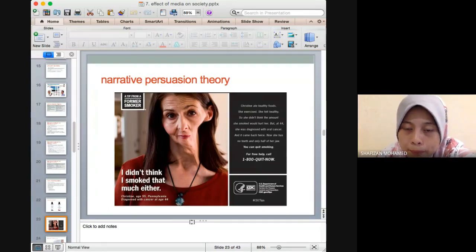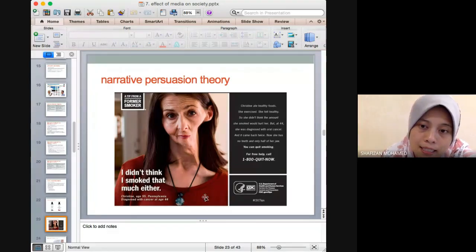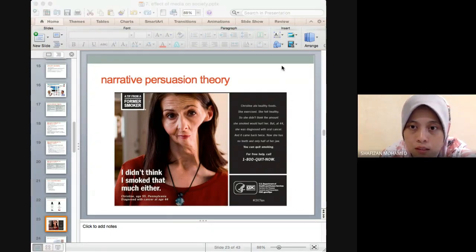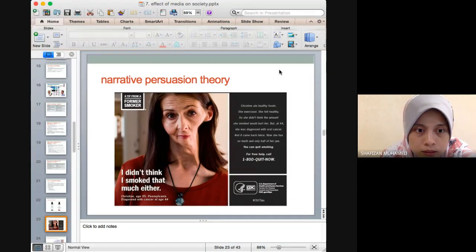So this is an example of how advertisers, or maybe a community group, use narrative, that means use stories to persuade people. Okay, so are you persuaded? Who's smokers here? Anybody smoking here? Are you persuaded? Usually not that easy. So do you see this being used in other kind of examples, in other kind of advertising or marketing campaign?